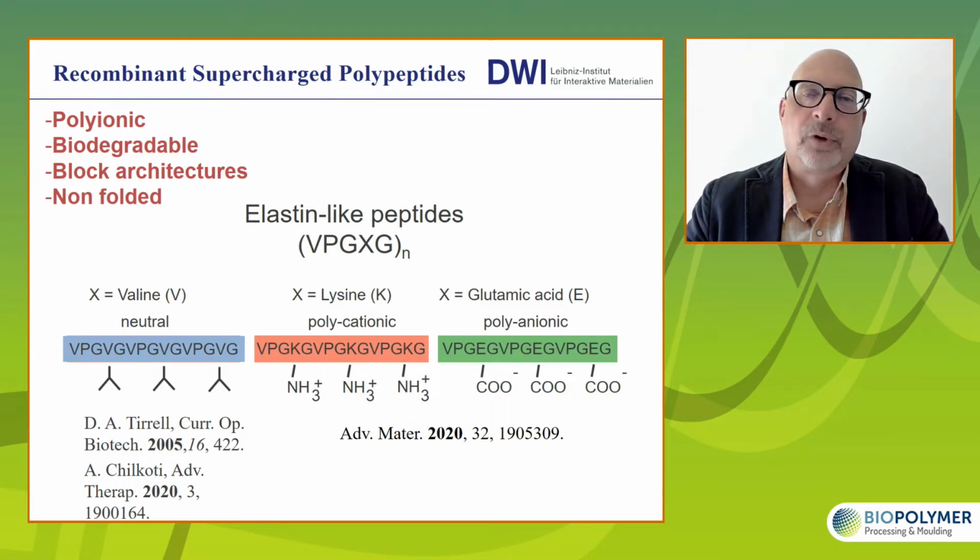However, this fourth position opens the opportunity to introduce charges. When we put at position X a lysine, then we get positively charged variants. If we put a glutamic acid, then we obtain the corresponding negatively charged variants.